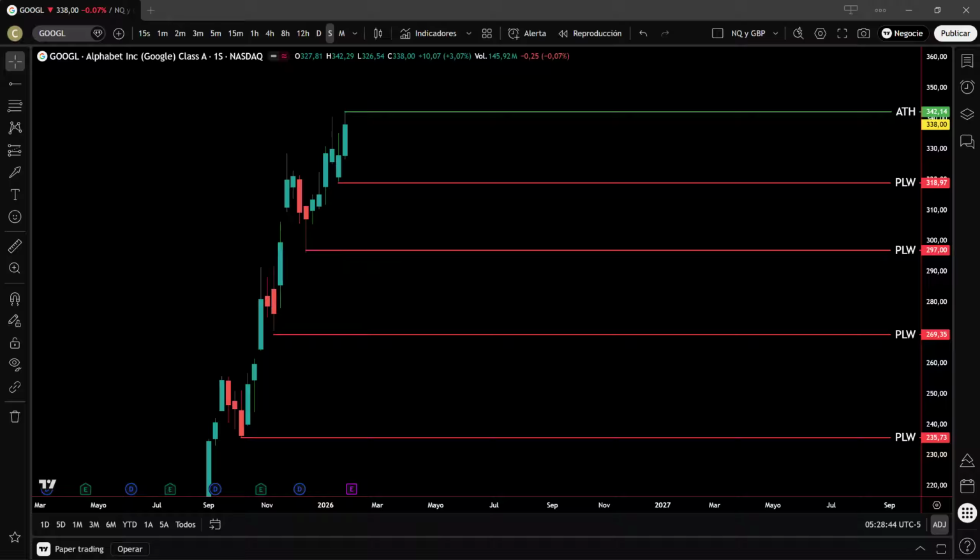We identify a series of critical levels at $318.97, $297.00, and $269.35, which serve as our structural validation points. As long as price remains above these red levels, the institutional bias is strictly bullish. This scenario requires patience, as any retracement toward these PLW levels would represent a high probability opportunity to seek trend continuations, avoiding market entries during moments of technical overextension.